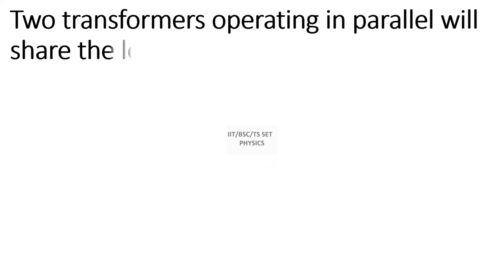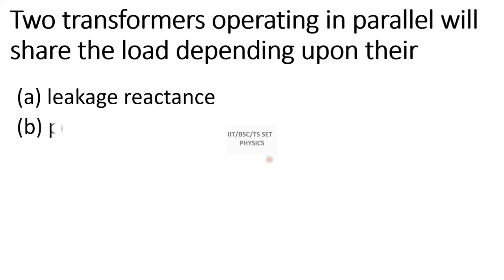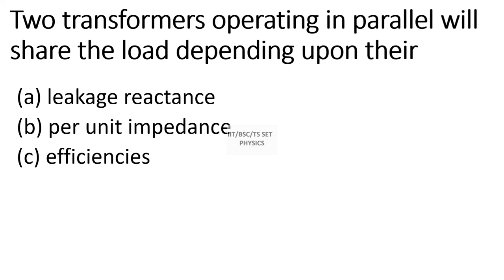Two transformers operating in parallel will share the load depending upon their A. leakage reactance, B. per unit impedance, C. efficiency, D. ratings. Answer B, per unit impedance.